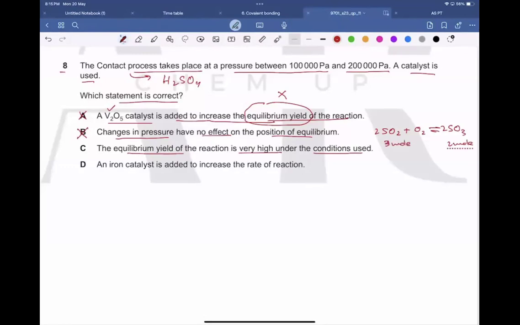And iron catalyst is added to increase the rate of reaction. Yes, a catalyst is added to increase the rate of reaction, but iron catalyst is not used over here. It is used in the Haber process. So D is wrong. Yes, Anshara. Good. So C is the correct answer. Is this clear to all of you?